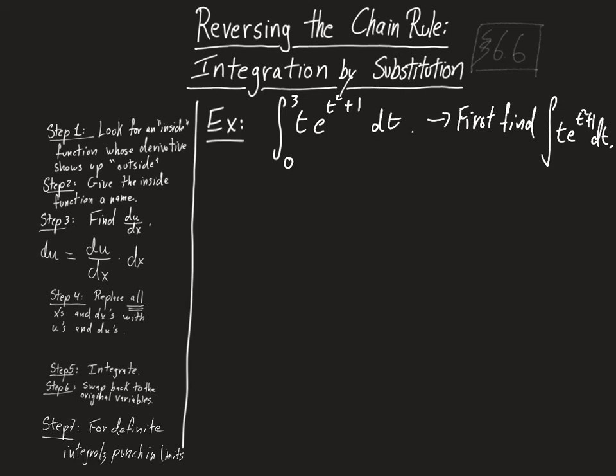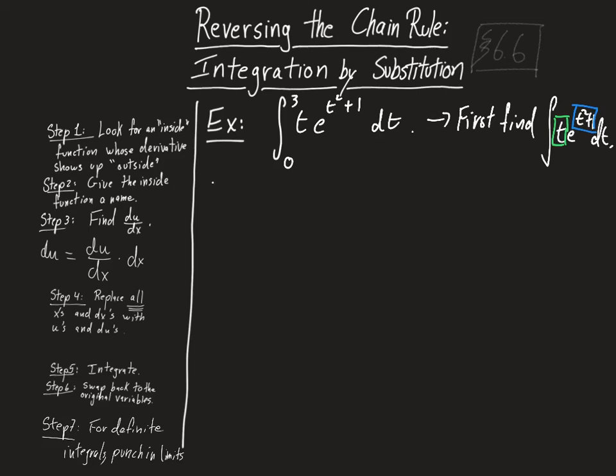Let's do this step by step as usual. The first thing to look for is an inside function, which we can see in this case. Your sniffer that you should have hopefully developed from chain rule to locate inside functions should help you out here. It should be telling you that this t squared plus 1 looks like an inside function. And a quick double check: does its derivative show up on the outside? Well, we do have this t here, and that should help us out.